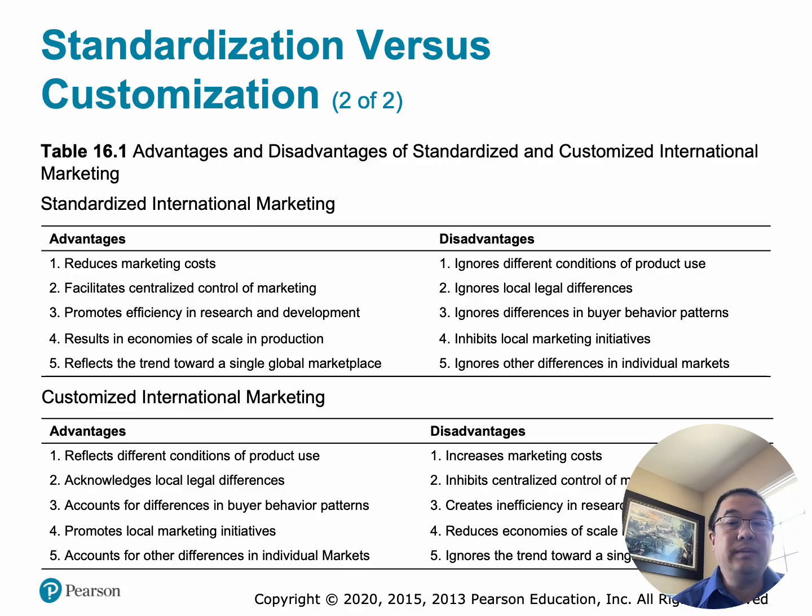Number four, limits local marketing creativity. Local managers have less flexibility. Number five, ignores other local market differences. So economic, cultural, and social conditions may vary substantially.